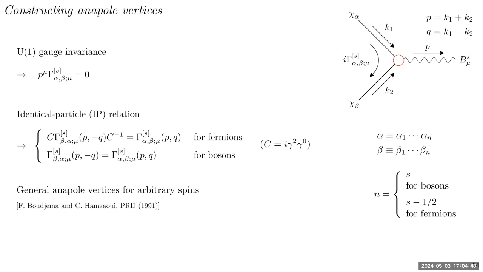Then, since the two annihilating particles are identical to each other, we need to impose the corresponding condition on the 3-point vertex. This is related to the charge conjugation of the 3-point vertex, but please just accept that such a condition is necessary to be imposed. So by imposing these two conditions on the 3-point vertex, the authors of this paper derived, for the first time, the general anapole vertex for arbitrary spins.